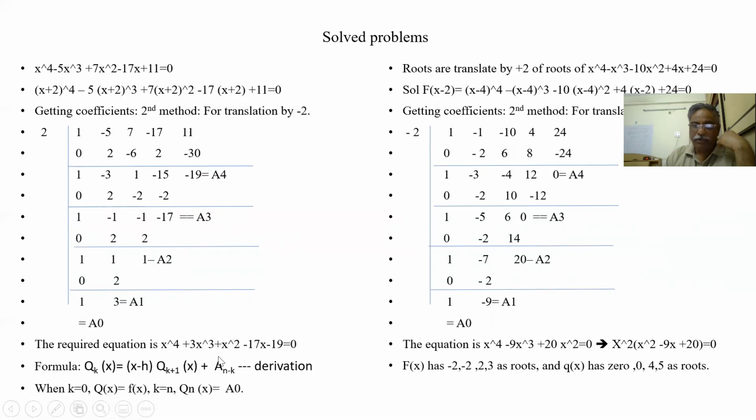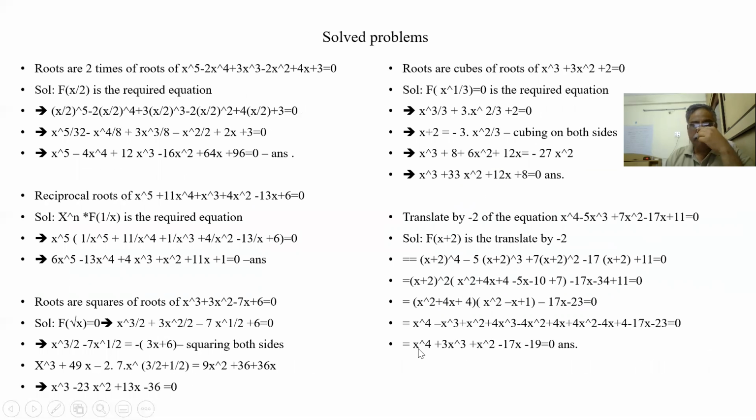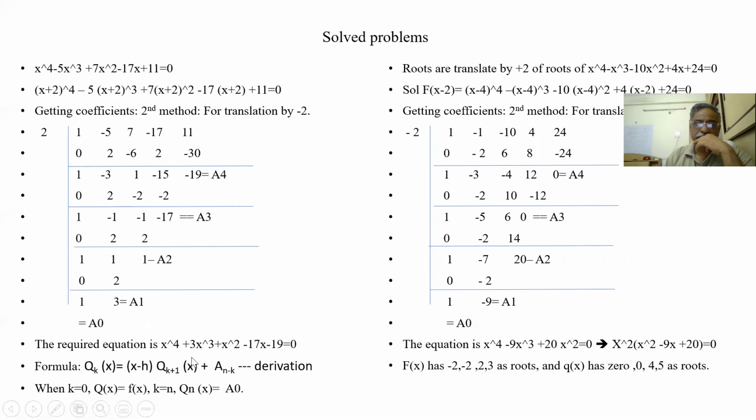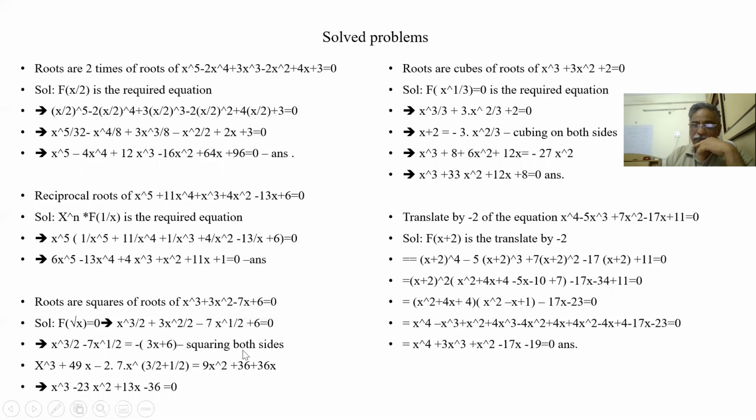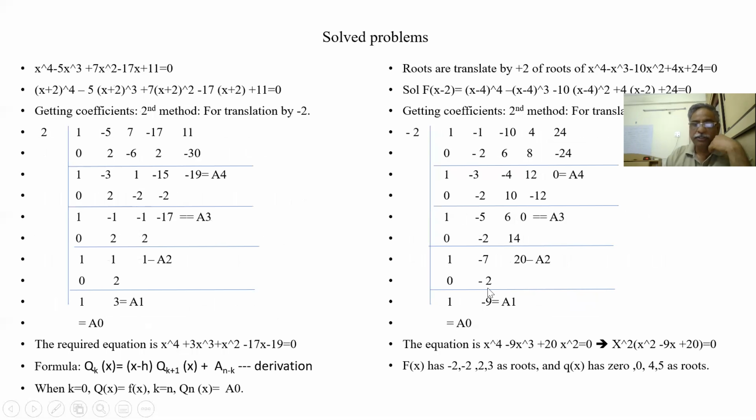So this is the same as what we got by expanding: x to the power of 4, 3, 1, minus 17, minus 19. So in place of the cumbersome expansion, this is the method given to get the coefficients easily. A0 is the x to the power of 4 coefficient, A1 is x cube, A2 is x square, A3 is x, and A4 is the numerical term. So this is the formula: Q(x) is equal to x minus h into Q k1 plus x.